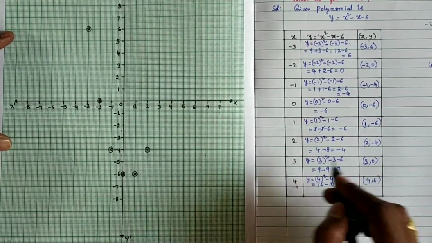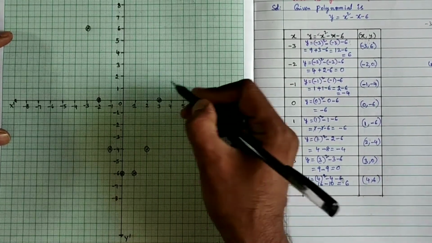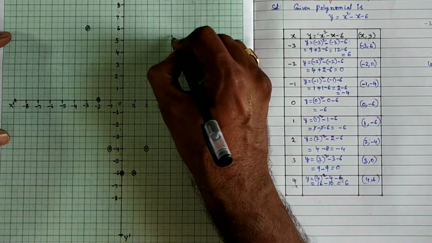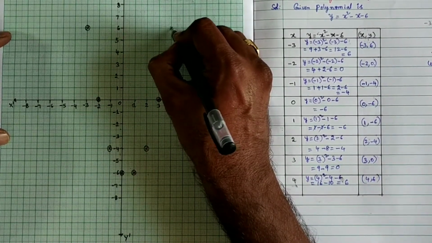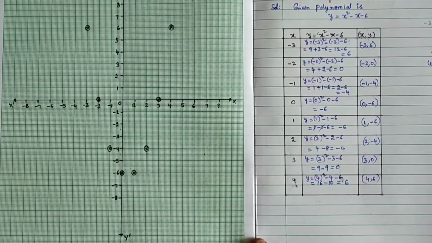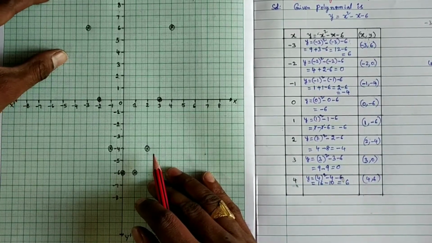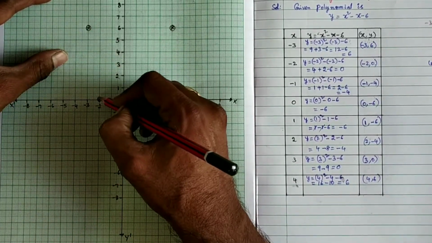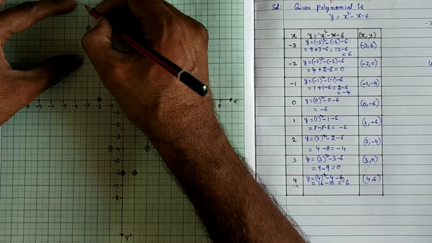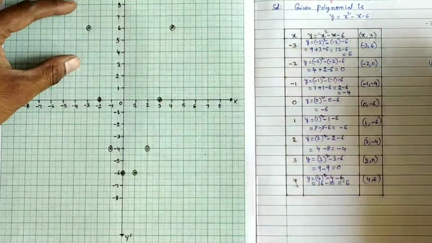3 comma 0. This point represents 3 comma 0 and 4 comma 6. For 4 on y, 6. So these are the points. This is a parabola. So don't draw lines between the 2 points. Just by hand only you draw the curve. So from the first point to the end point you draw neatly to get the shape.